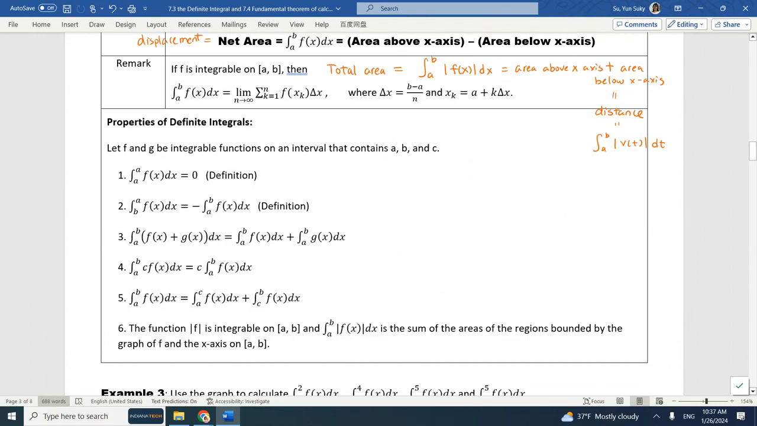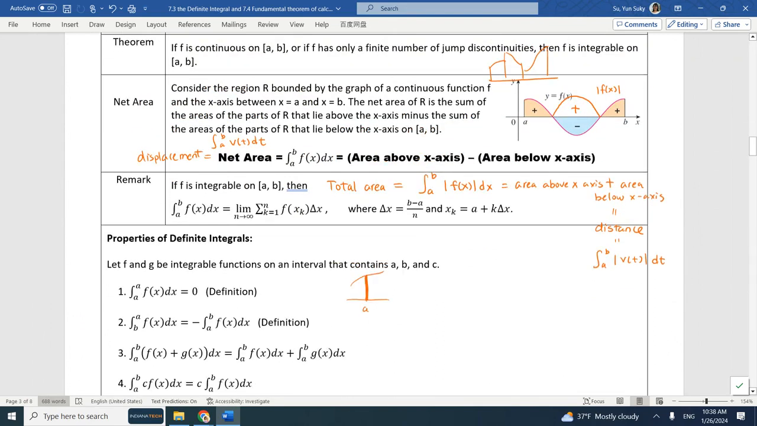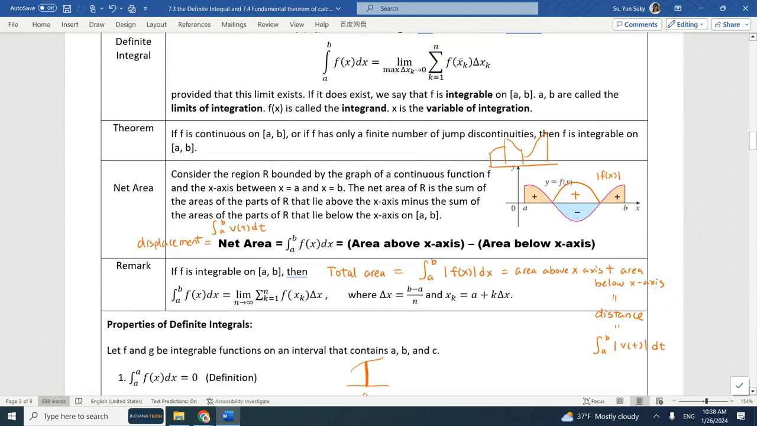Next. Properties of the definite integral. The definite integral from a to a, what does that mean? So you have a function. Let's say a is right here. From a to a, do you see, this is a line segment. What is the area of a line segment? 0, because the width is 0. So therefore, the integral from a to a is 0. It does not really matter about the endpoints. The integral on the closed interval is the same as the integral on the open interval a, b. A single point does not matter.